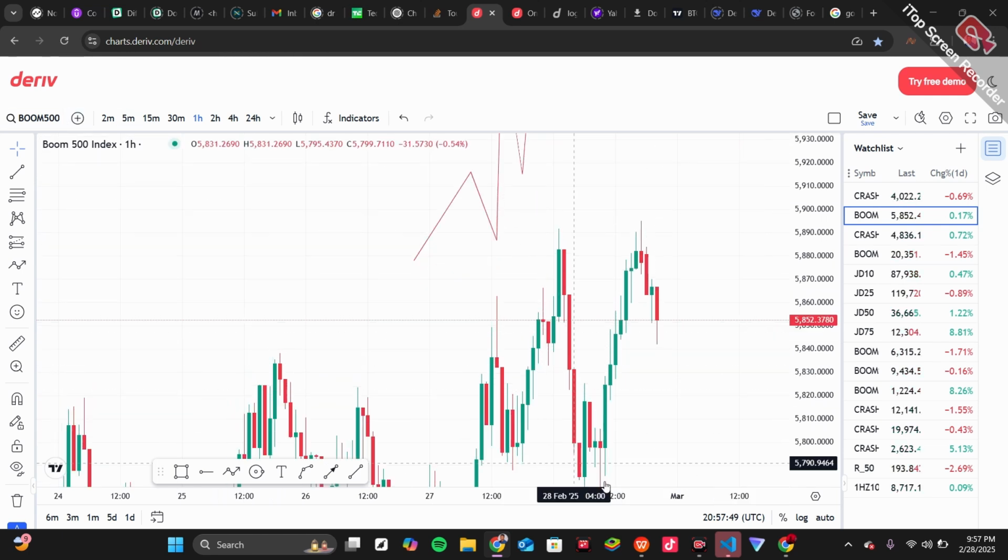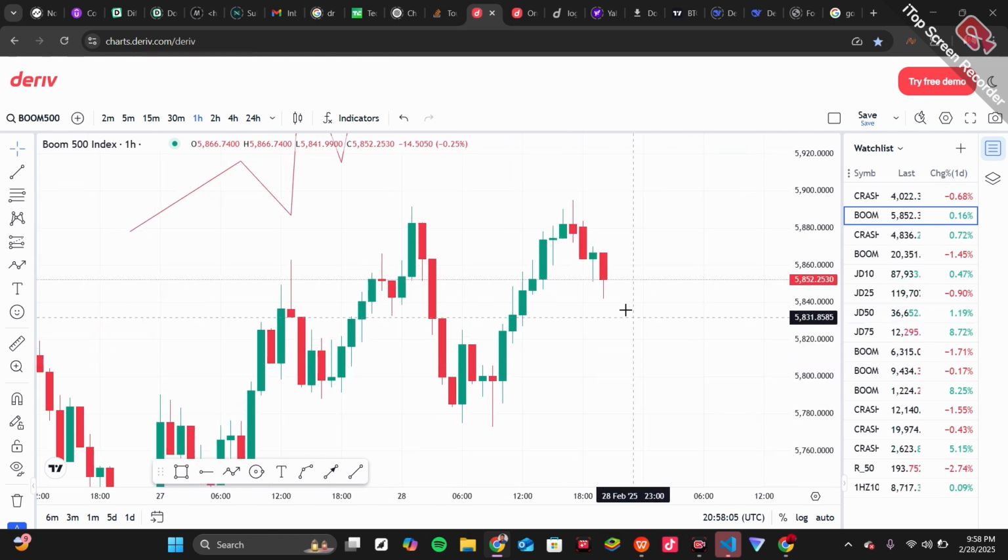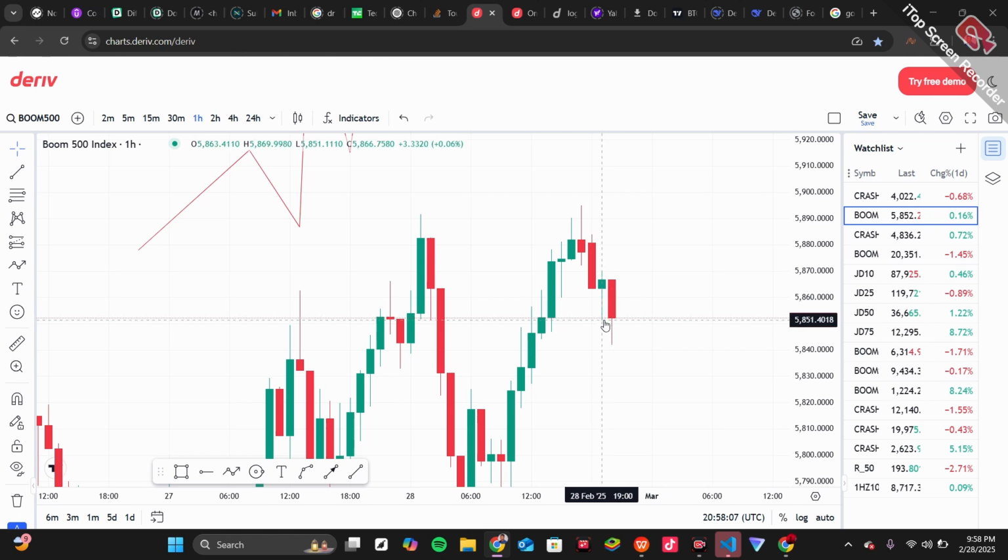So as the price is moving right now, we have the price at $5,852.329. Okay. So as the price is moving, in the next 30 minutes or 20 minutes, price is going to spike up.